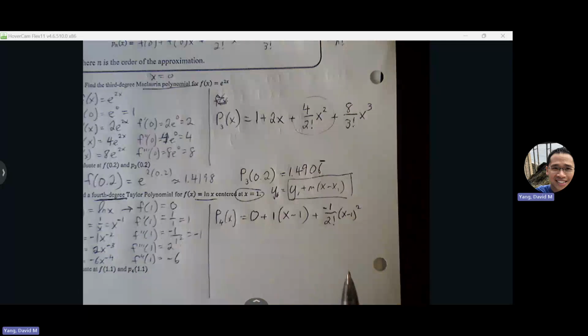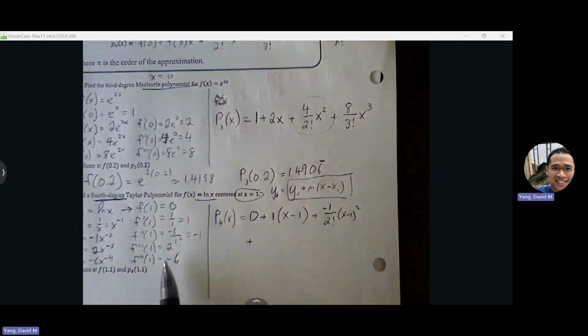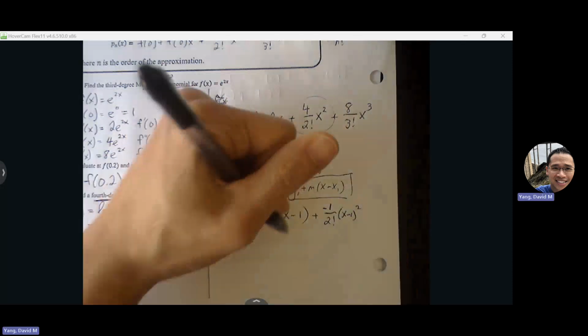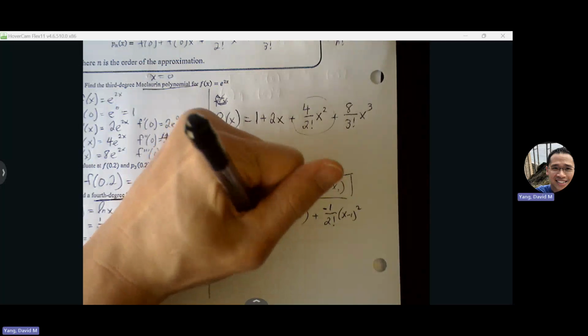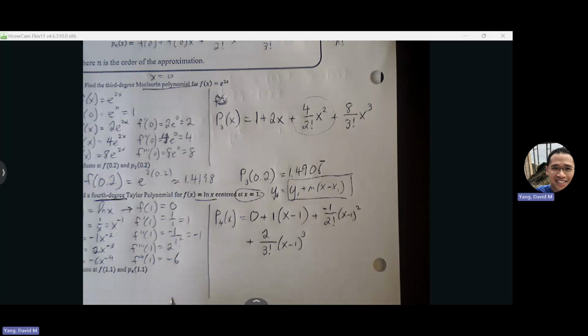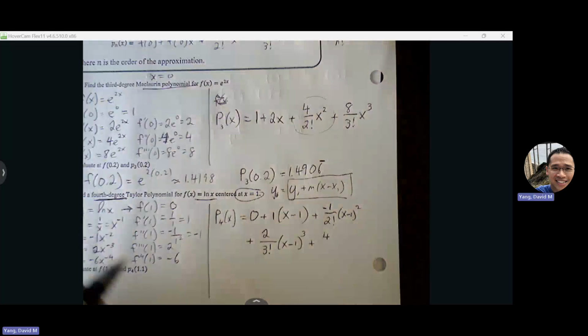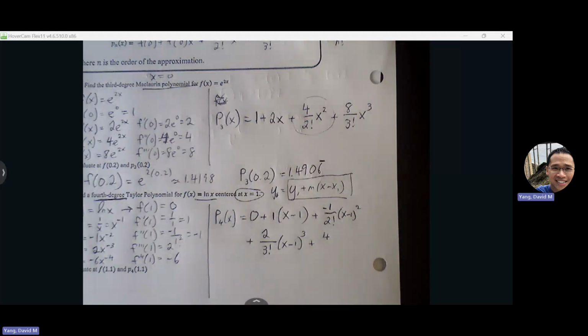So -1, that's my second derivative at 1, over 2 factorial times x minus 1 squared. So second derivative, 2 factorial, raised to the second power. Now all the numbers will begin to match. Plus third derivative evaluated at 1, so it's 2 over 3 factorial, x minus 1 cubed. Next up, fourth derivative evaluated at 1 is, sorry, -6.